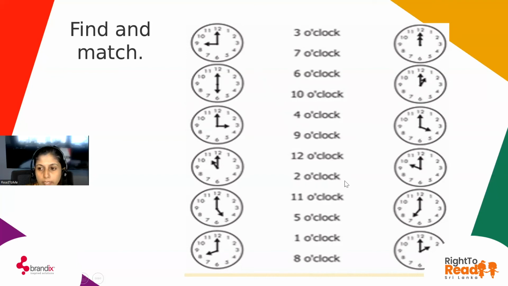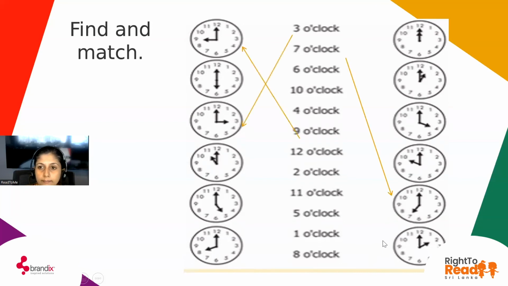Next one, 2 o'clock. That means shorthand is on number 2 and the long hand is on number 12. 11 o'clock. Shorthand should be on number 11 and the long hand should be on number 12. 5 o'clock. Shorthand should be on number 5 and long hand should be on number 12. Next one, 1 o'clock. That means shorthand is on number 1. 8 o'clock, the last one. 8, that means shorthand is on number 8 and the long hand is on number 12.